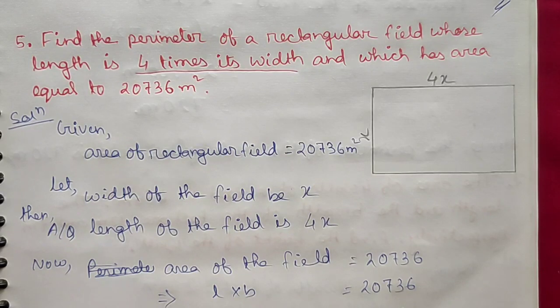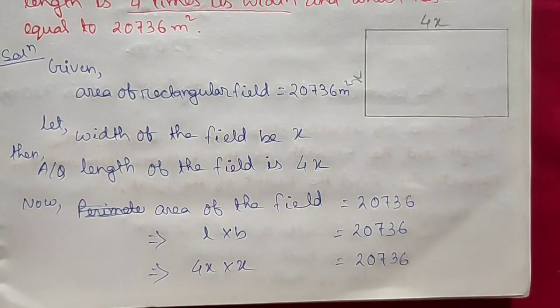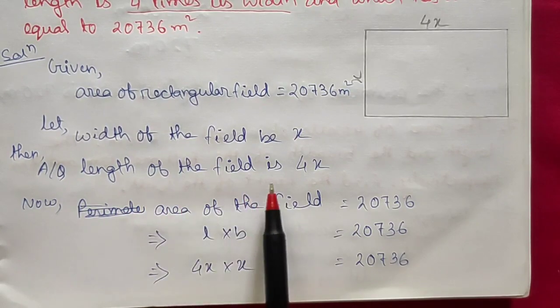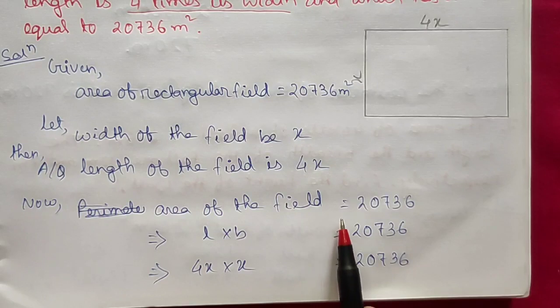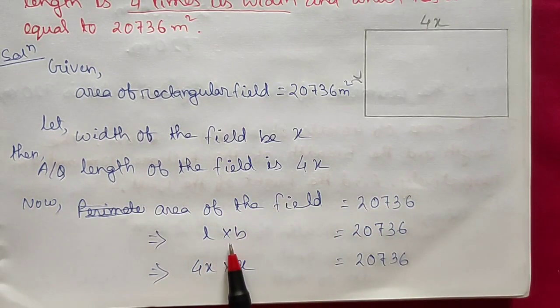So let's start the solution. The information given in the question is the area of the rectangular field equals 20736 meter square, right? Let the width of the field be x. Then according to the question, the length of the field will be 4x. Now we know the area of the rectangular field is length times breadth, equal to 20736. So the value of length is 4x and breadth is x, equal to 20736.